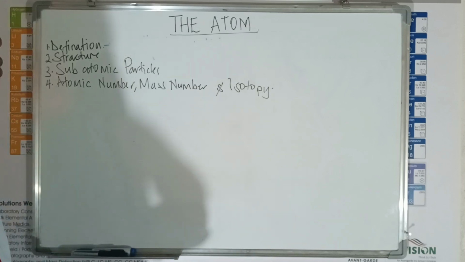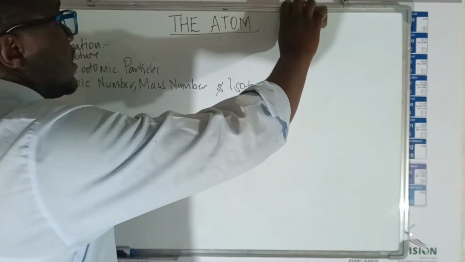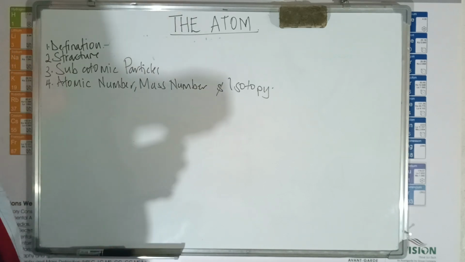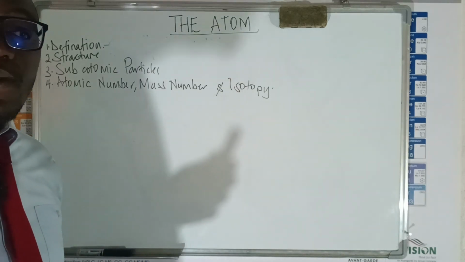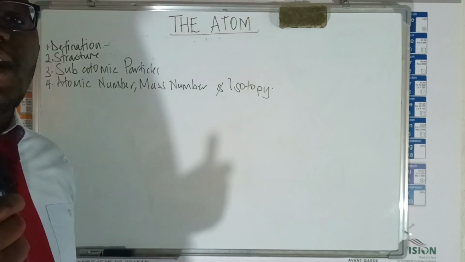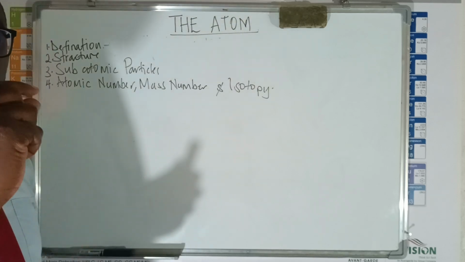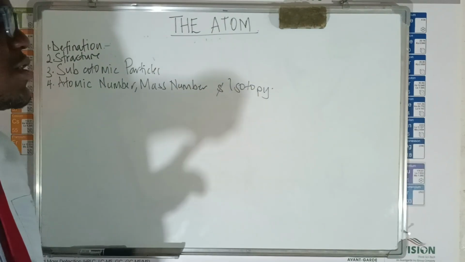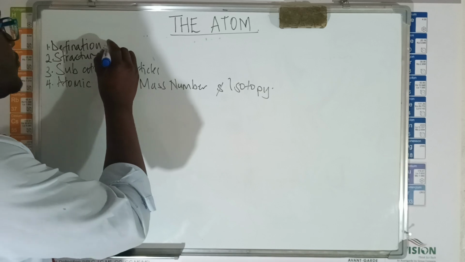So straight away, let us define an atom. What is the definition of an atom? Now, an atom is defined as the smallest particle of an element that takes part in a chemical reaction. The smallest part of an element that takes part in a chemical reaction. So you can write it down.